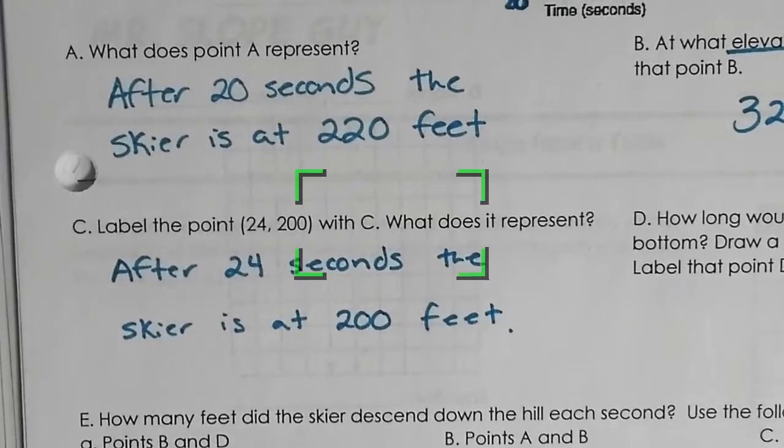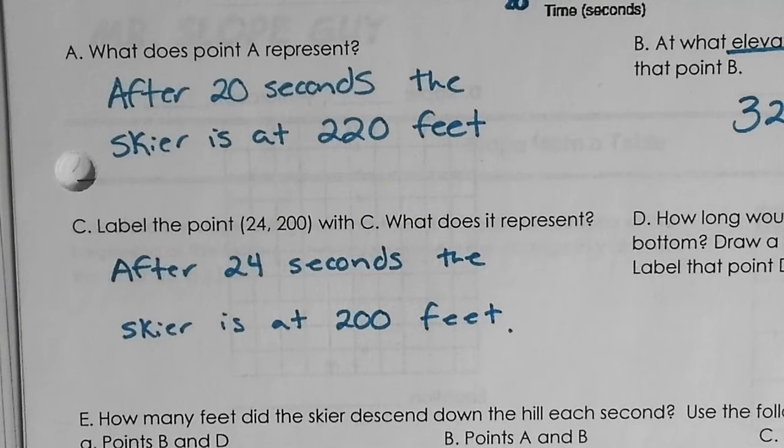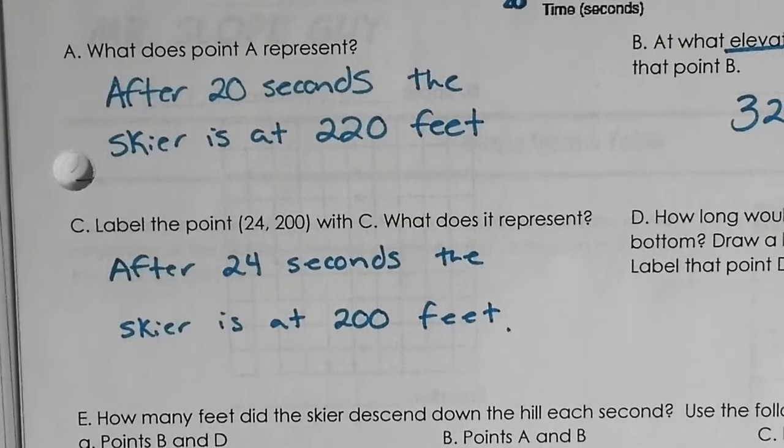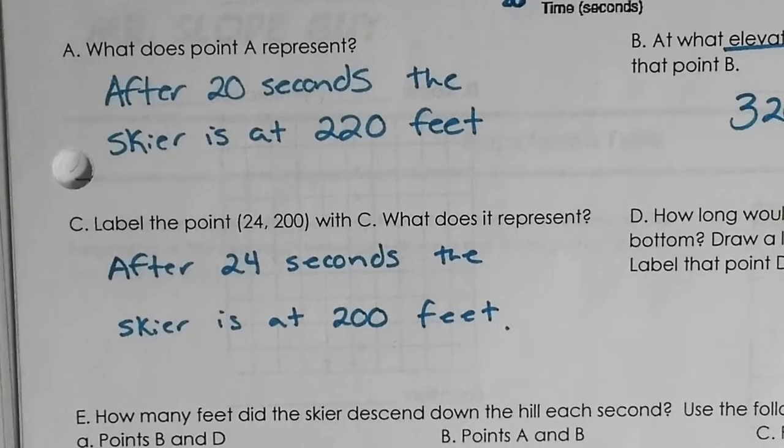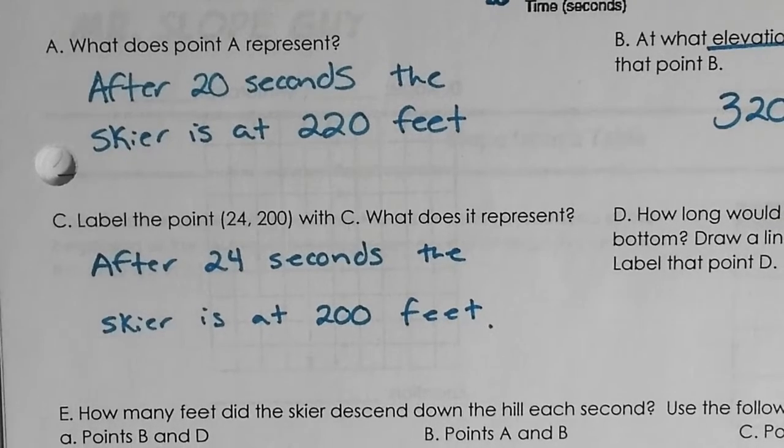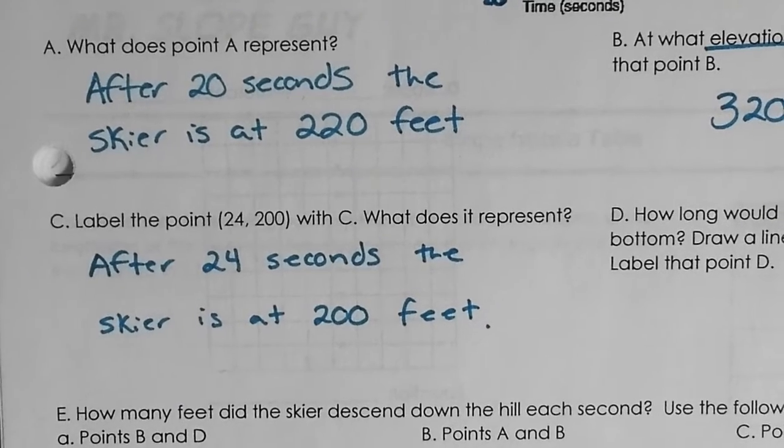Okay, what's our input there? 24. There you go. Our input's 24. What's our output? 200. Remember, input is always your X. Output is always your Y. All right. Any questions on that one? Feel good about that? 24 seconds, 200 feet, elevation.